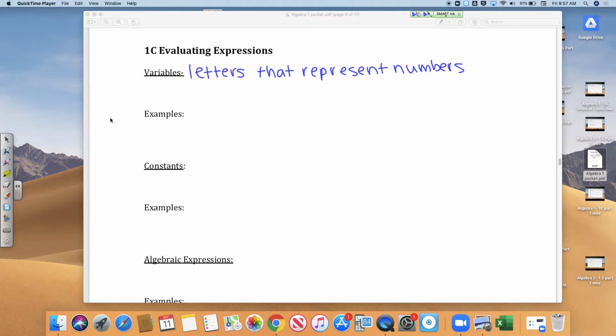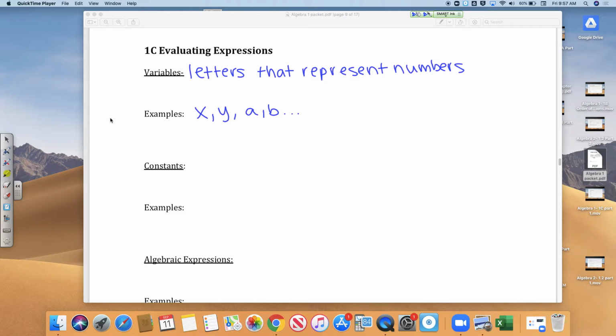This is not really anything new. I'm sure you've seen variables before. The most common variable we use in algebra is x, but any letter of the alphabet will work. X, Y, A, B, and so on. Any letter of the alphabet will work for a variable.